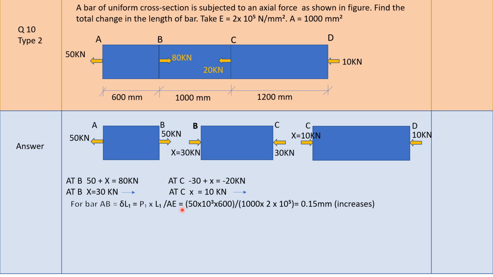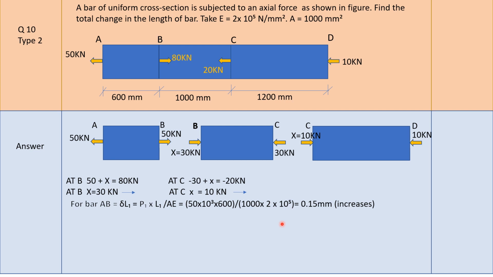Bracket open, 50 exponential 3 into 600 bracket close divided by bracket open 1000 into 2 exponential 5 bracket close is equal to. See that here you get the answer 0.15 mm, and now this is a tensile force, pulling force, so there will be increase in length delta L1. So in the bracket write down increases.